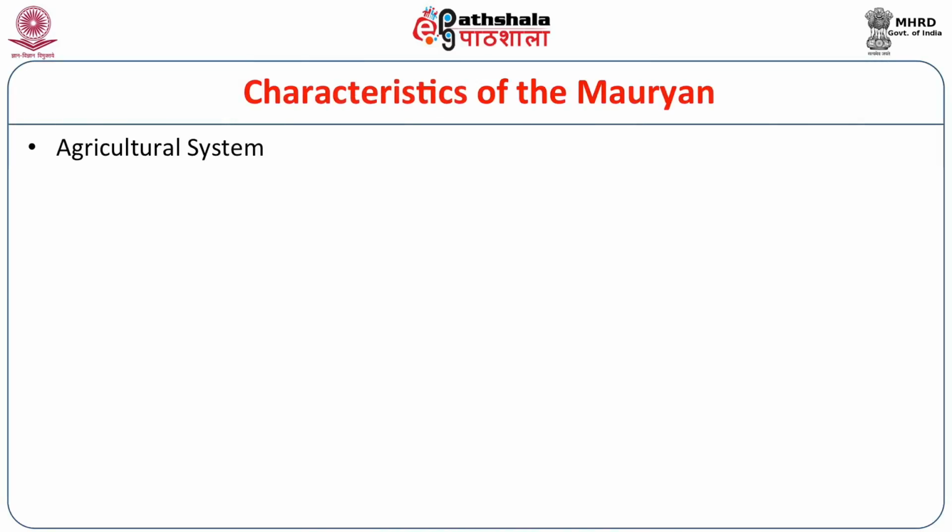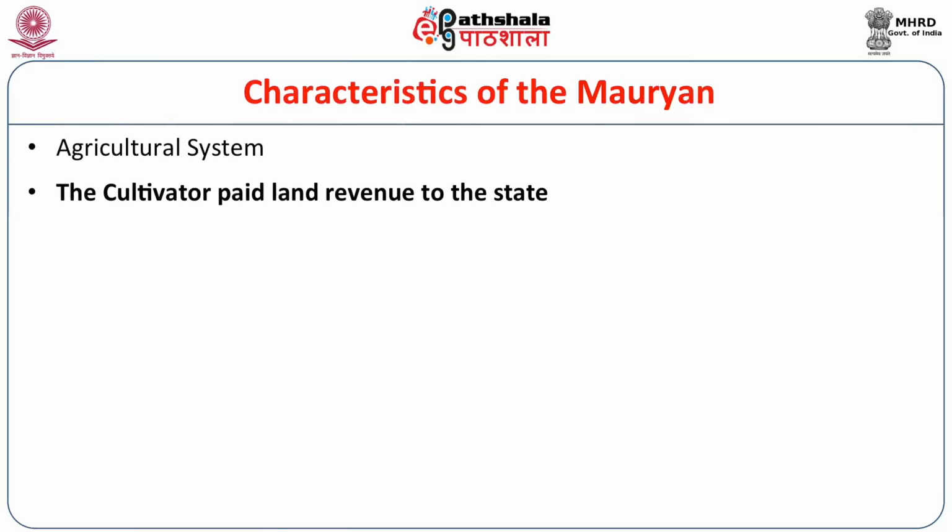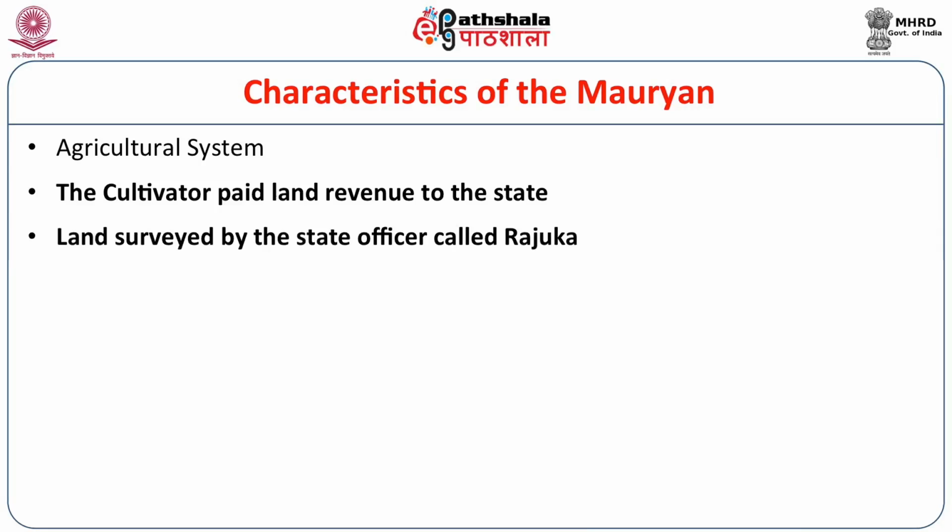Characteristics of the Mauryan agricultural system. So we can now, in a nutshell, get an idea about salient features of the Mauryan agrarian system. What we get? The cultivator paid land revenue to the state. Land was surveyed by the state officer Rajuko. Why surveyed? For determining the royal share, how much amount of land tax could be collected from the peasants for the king. Therefore, land to be surveyed.